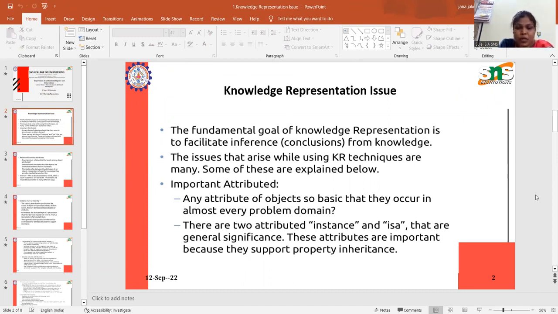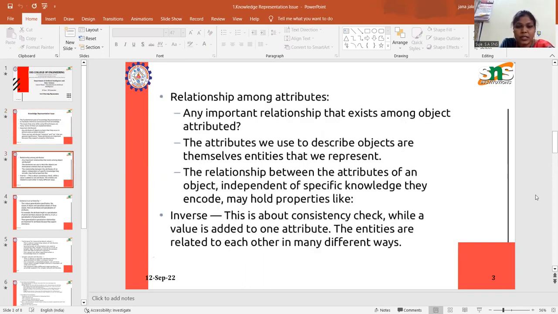Important attributes. Any attribute of objects so basic that they occur in almost every problem domain. There are two attributes, instance and ISA, that are of general significance. These attributes are important because they support property inheritance.